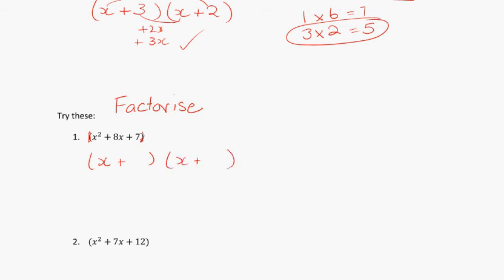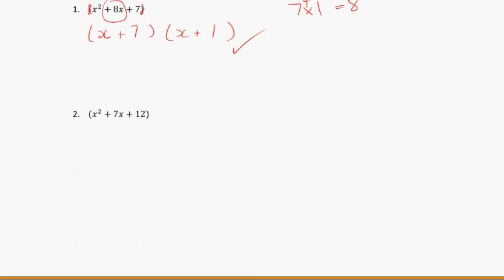Now all you have to do is say what two numbers multiply to 7 and add to 8. What choices do I have? Now 7's a prime number, so I've only got one choice, 7 and a 1. Does 7 and 1 equal 8? Yes. 7 plus 1 equals 8. So 7 there and a 1 there. And double check, x squared plus x plus 7x. Gives me that. Check. Okay, try the next one.